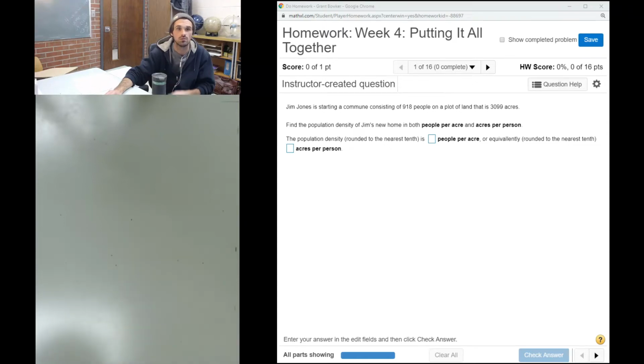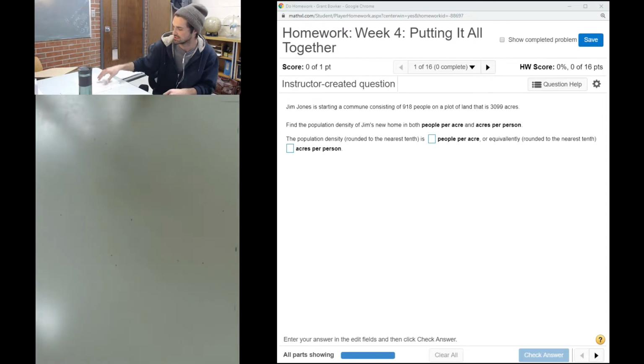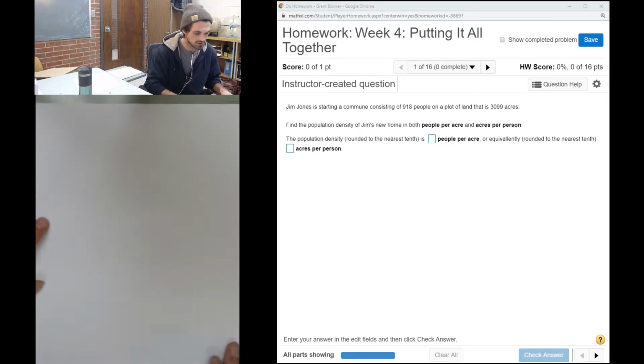Okay, so this is homework week 4, putting it all together. Within this batch of homework, essentially what we're doing is going back through those previous 3 weeks and doing a hodgepodge of all of those different types of things together in one problem. So problem number 1, there's not a whole heck of a lot to it.